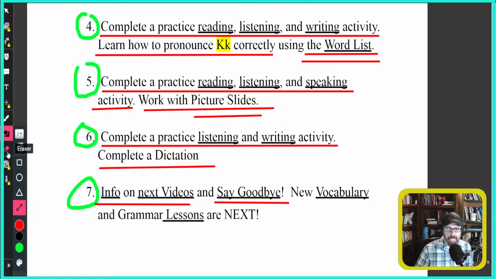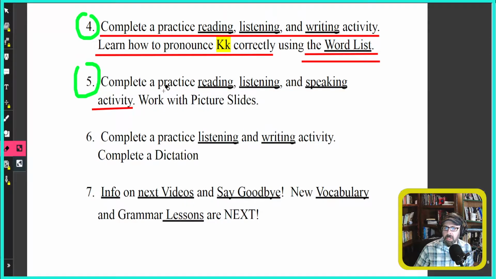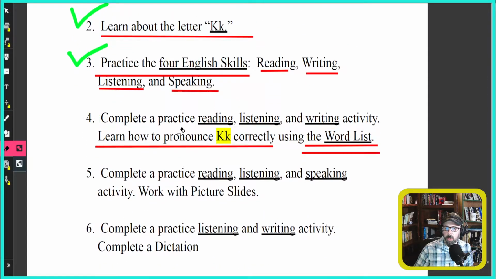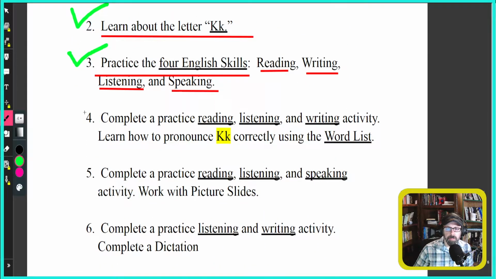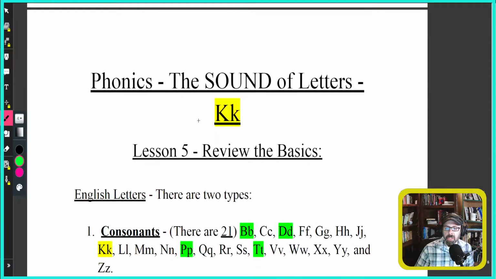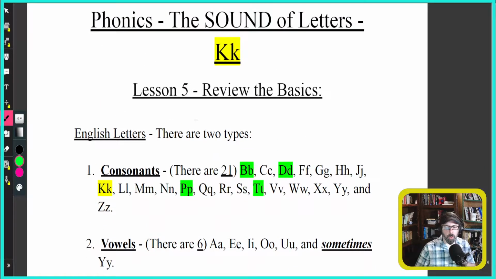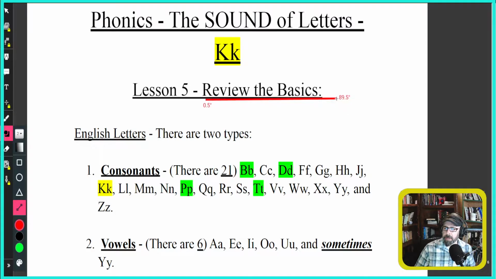So actually, let's clean our sheet up here a little bit. So we'll clean up, and we're going to start with number 4. Okay? So reading, listening, and writing using the word list for letter K. Okay? All right, let's go down to the word list. Very quickly, we can review some basics for grammar. Let's do this because we've skipped this the last couple lessons. Some basics for phonics, the sound of letters.